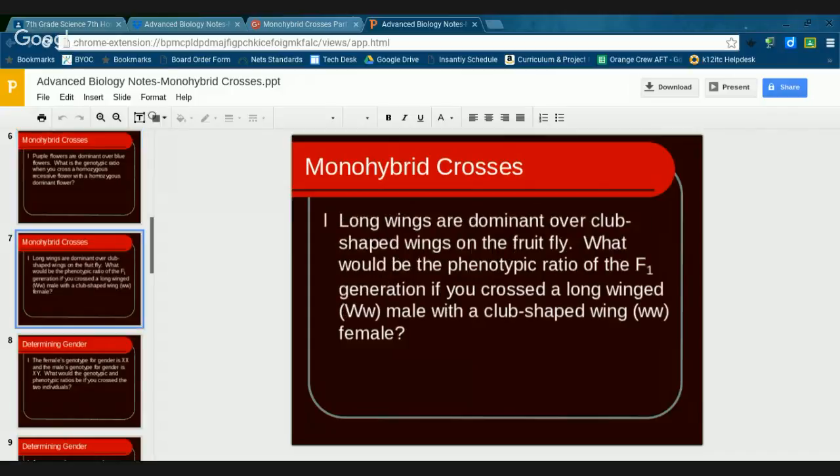All right, try this one on your own. I'll go over it here in just a moment. I'll stop talking, you push pause, set up this Punnett square, and then hit unpause, and we'll go over the ratios.